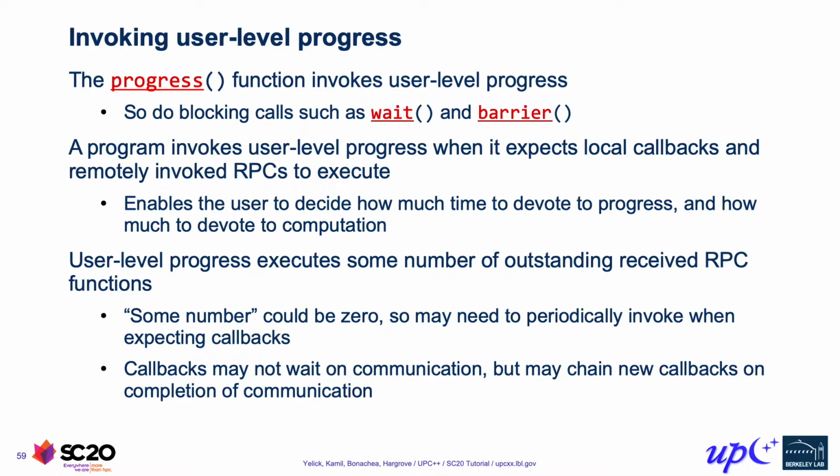The fact that this is explicit means that the application can decide how much time to devote to running those callbacks using progress and how much time to devote to computation. So the user can tune their code to perform the right balance between progress and computation to provide best performance. When the application invokes progress, some number of outstanding callbacks get executed, but that some number can be zero as well. So the application needs to periodically invoke it when it's expecting callbacks.